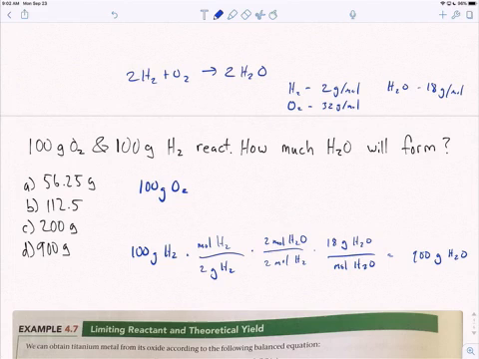Here are some hints. There's the balanced chemical equation: 2 hydrogens plus oxygen makes 2 waters. The molecular weight of hydrogen is 2 grams per mole, oxygen is 32 grams per mole, water is 18 grams per mole. I went ahead and put out the analysis there for hydrogen. So now, why don't you try it for oxygen?